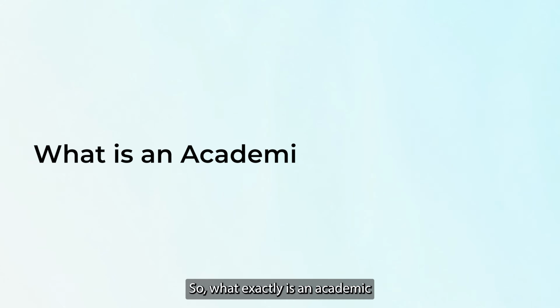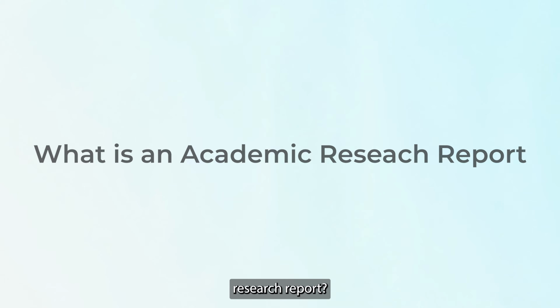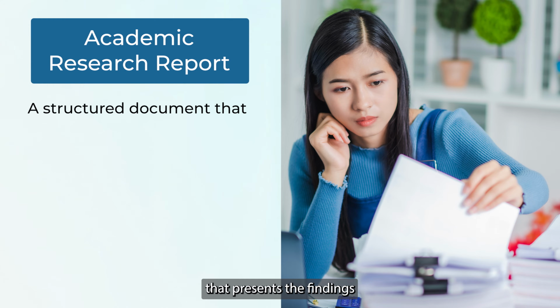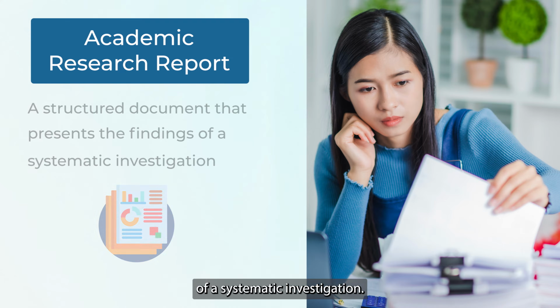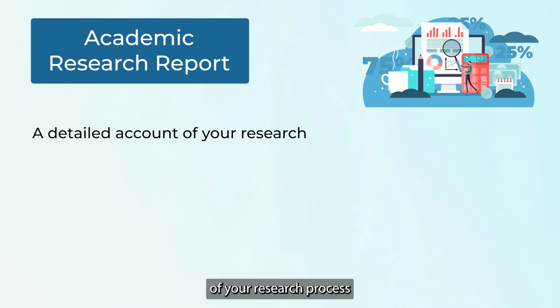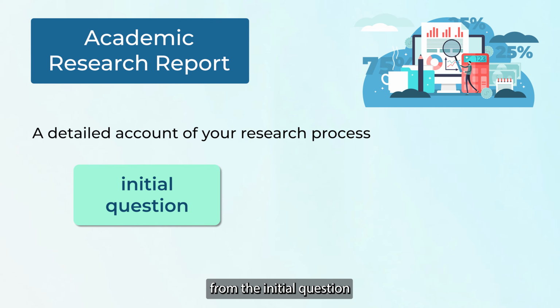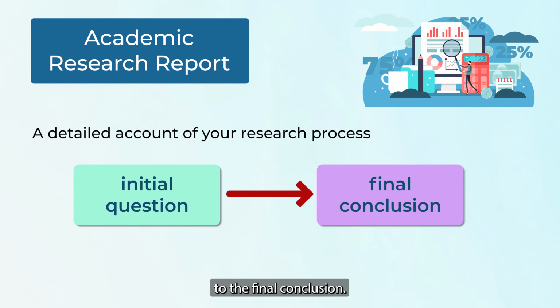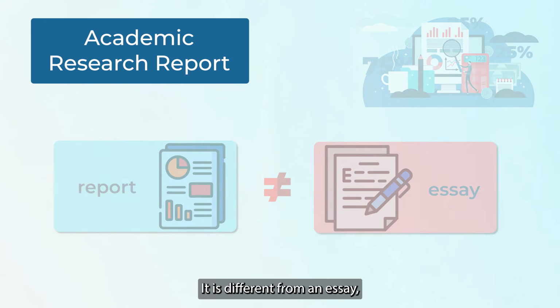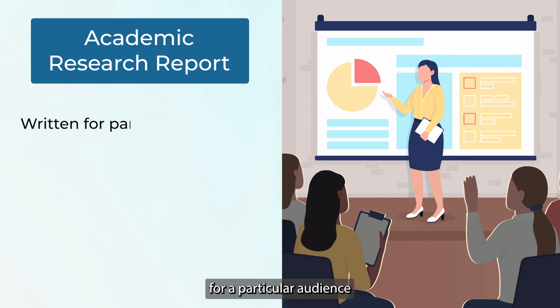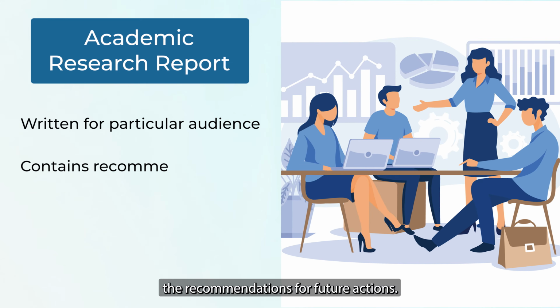So what exactly is an academic research report? It is a structured document that presents the findings of a systematic investigation. It's a detailed account of your research process, from the initial question to the final conclusion. Think of it as a story of your research journey. It is different from an essay, as a report is usually written for a particular audience and contains the recommendations for future actions.